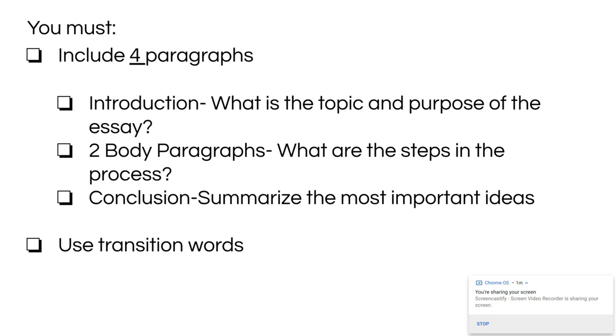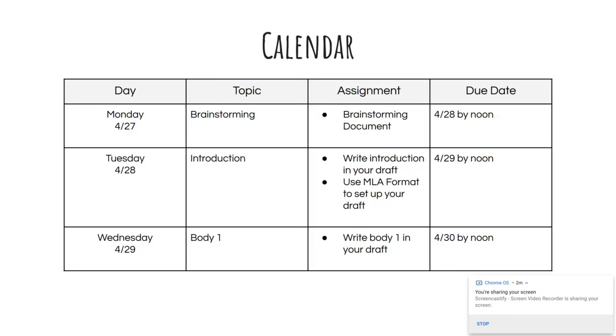In the introduction, you're going to tell us what the topic is and the purpose of the essay. Then you're going to have 2 body paragraphs where you're going to tell us the steps of the process that you're describing. And then you'll have your conclusion where you're summarizing the most important ideas. You'll also be including transition words. We'll talk about that when we get to the body paragraphs.